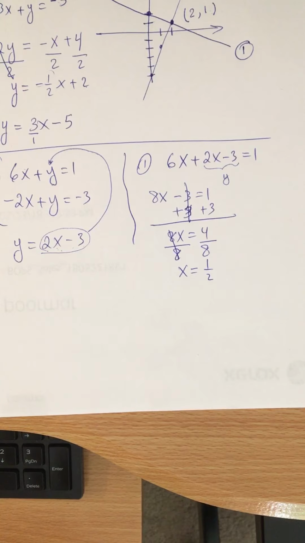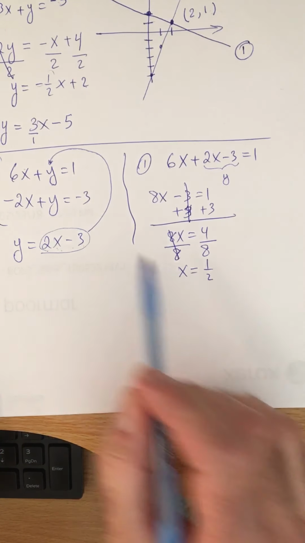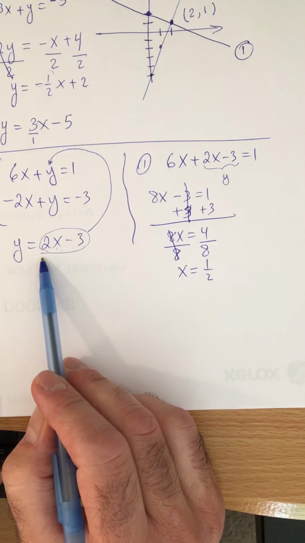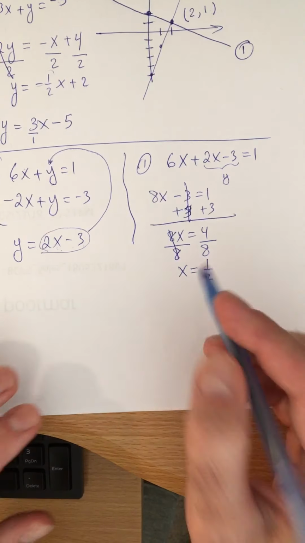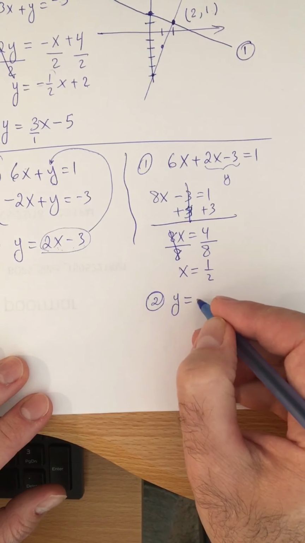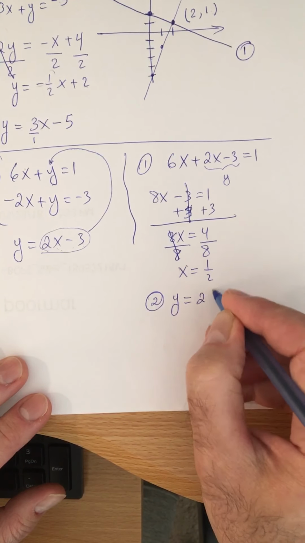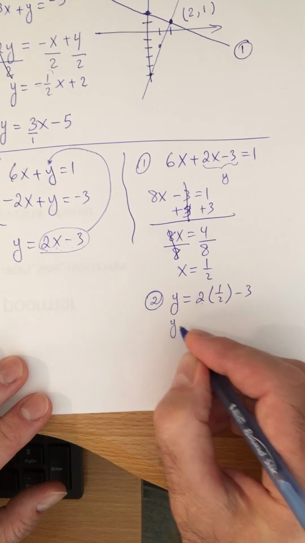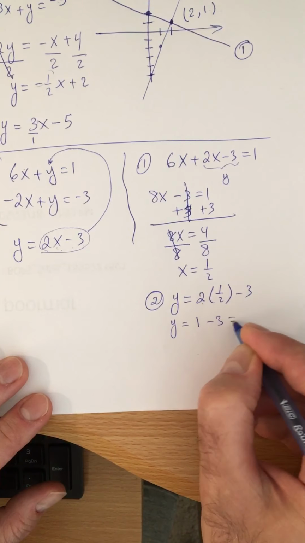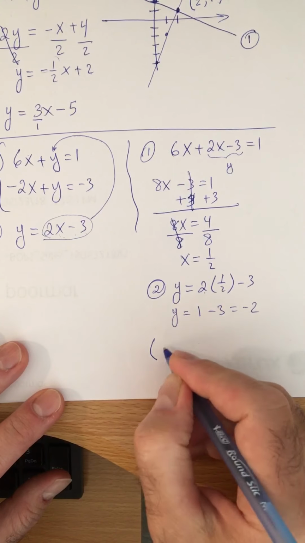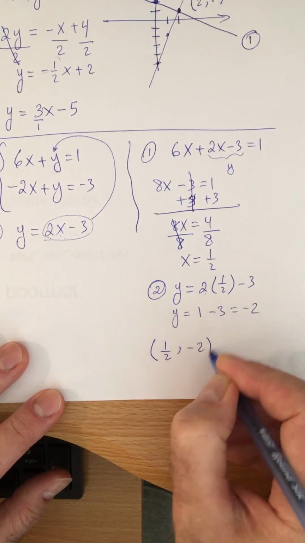Okay, and now how do I find the other variable, in this case y? You can plug this back into one of the original equations, or you can plug it into the equation you solved for, which is easier, so you can solve for y. So equation 2 becomes y equals 2x, but we know x is 1/2 now, minus 3. Now what's 1/2 times 2? That's a 1. Minus 3 gives you negative 2. So your y value is negative 2. So your final answer is 1/2 comma negative 2.